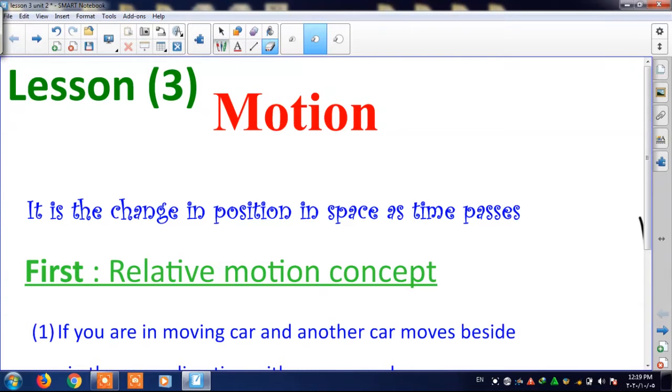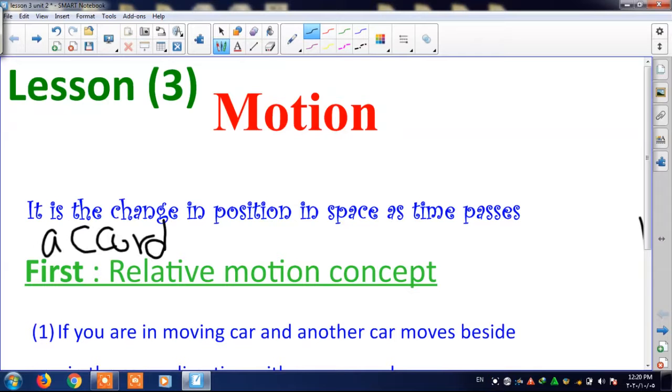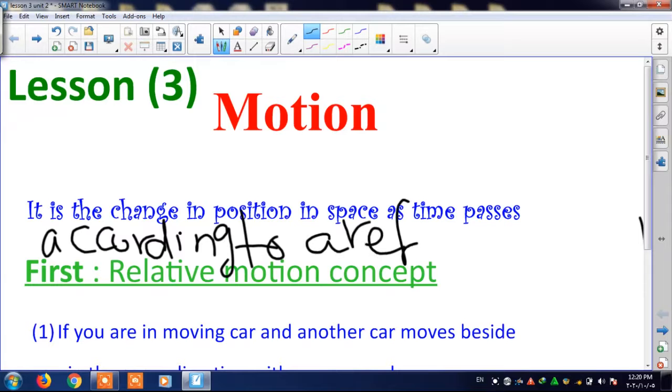Again, what is meant by motion? It is a change in the position of the object according to a reference point. Again, what is meant by reference point? It is the point that can determine the position, the motion and the direction of the object. Okay?